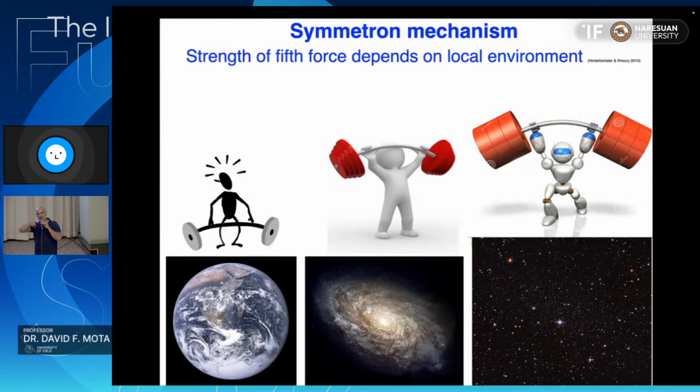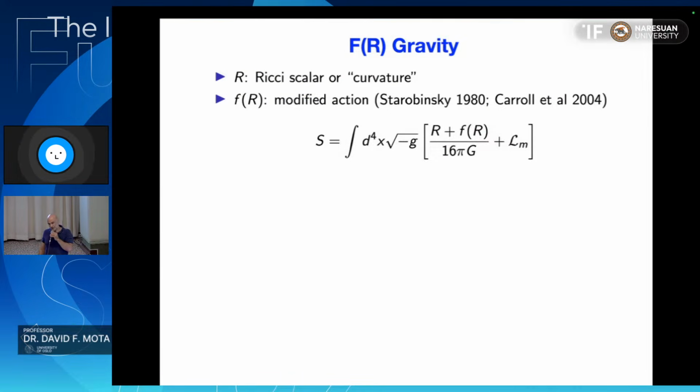By choosing m and mu, we can choose the range of the fifth force, but the strength, the coupling, will change. So as you come to high density regions like in pulsars, where the density is very high, basically the fifth force is screened away. Yeah, so these are the two main screening mechanisms that I wanted to tell you about.